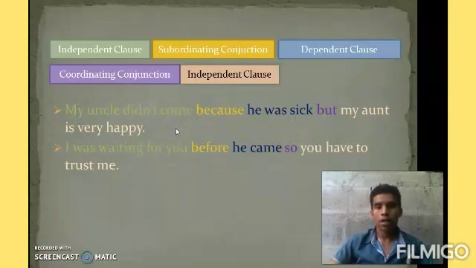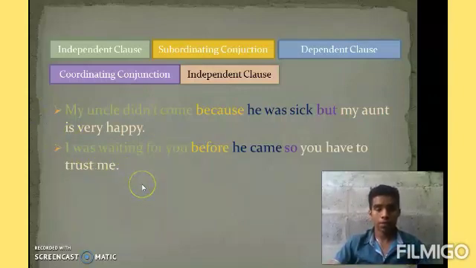My uncle didn't come is the independent clause because it is expressing a complete thought, so it can stand alone. Because is the subordinating conjunction, and he was sick is the dependent clause because it depends on the other clause, so it cannot stand alone. Furthermore, it is introduced by the subordinating conjunction because. But is the coordinating conjunction, and my aunt is very happy is the independent clause because it is expressing a complete thought, so it can stand alone.